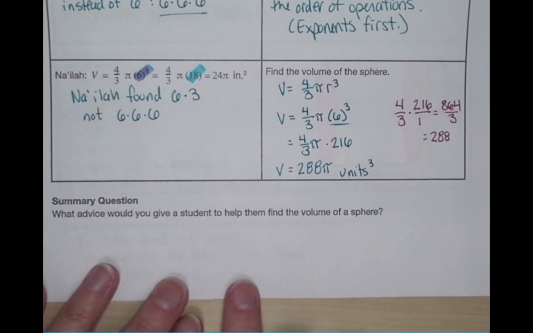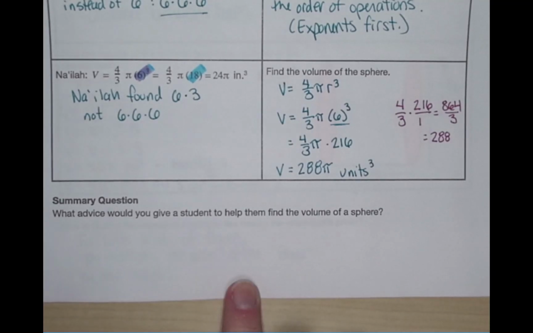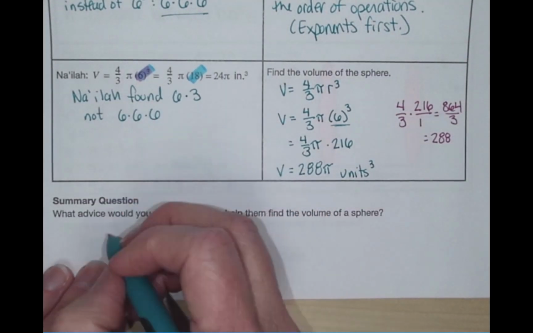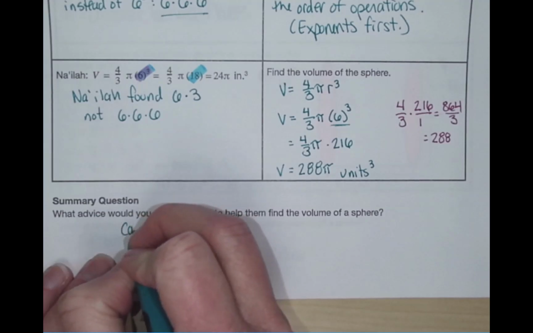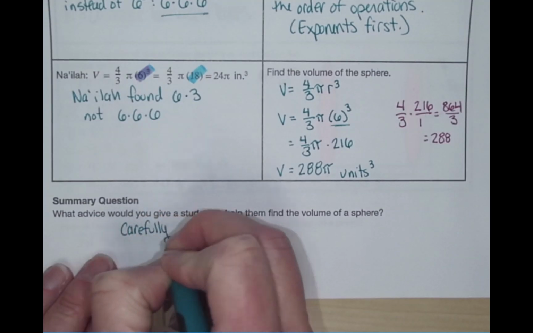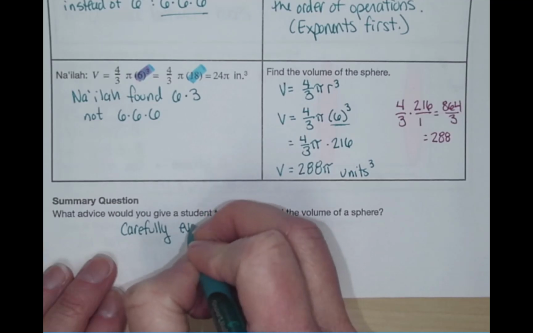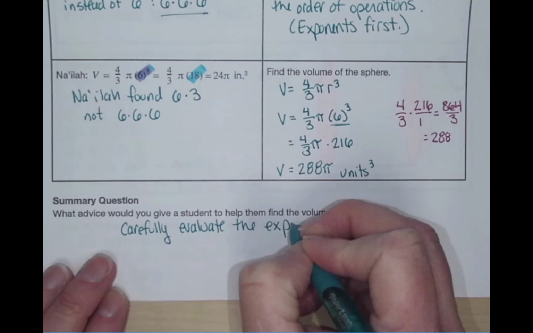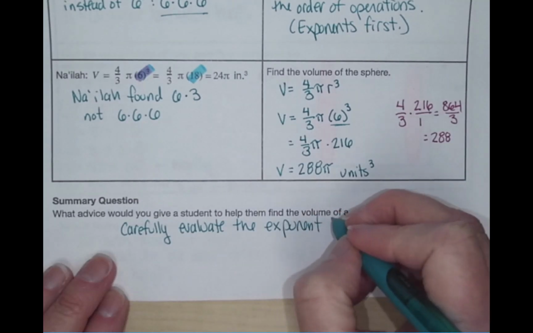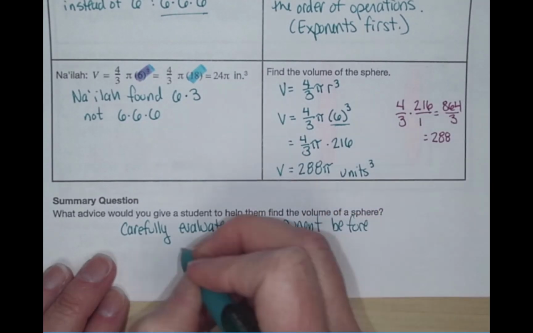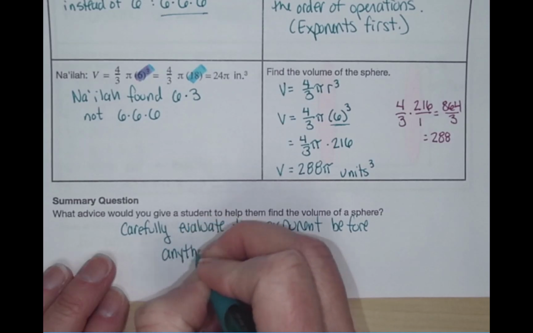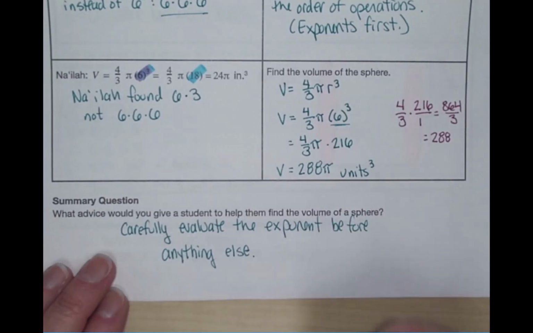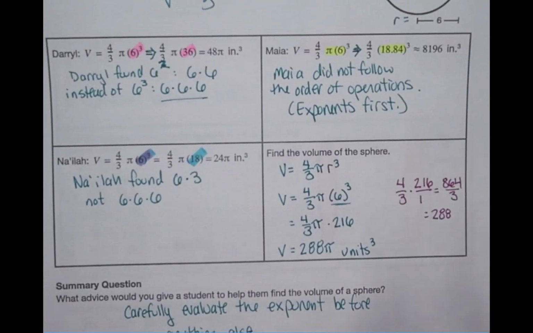So, what advice would you give to a student to help them find the volume of a sphere? Well, I think it's all about carefully evaluating that exponent before anything else. There's still mistakes you can make. That's why I said carefully evaluate it. But don't let it trip you up.